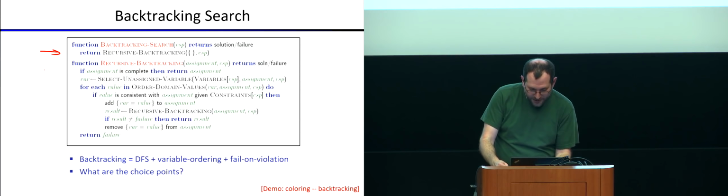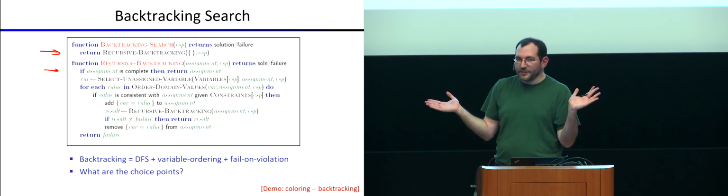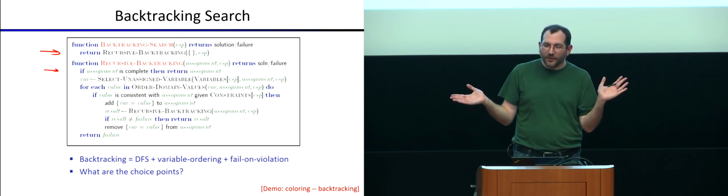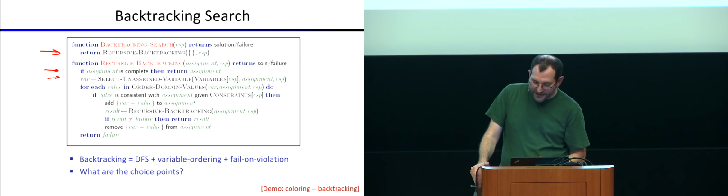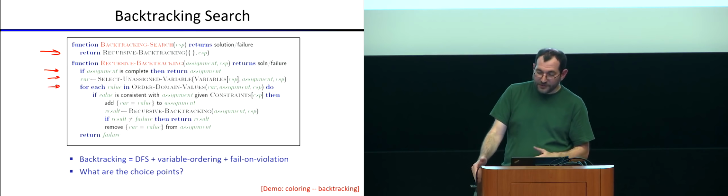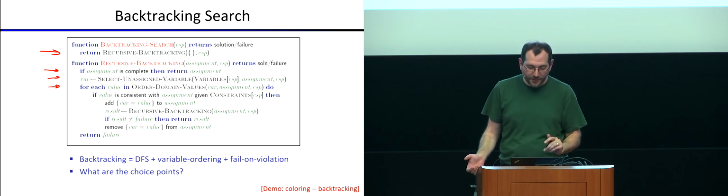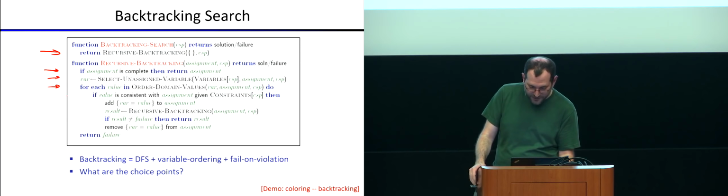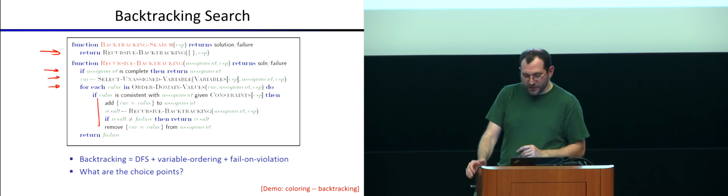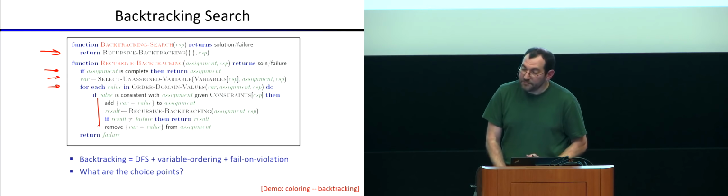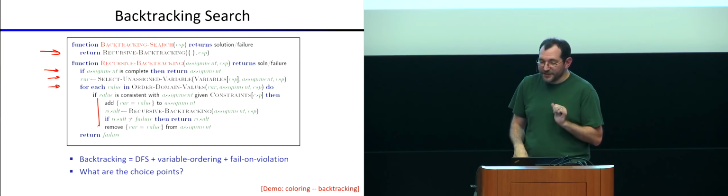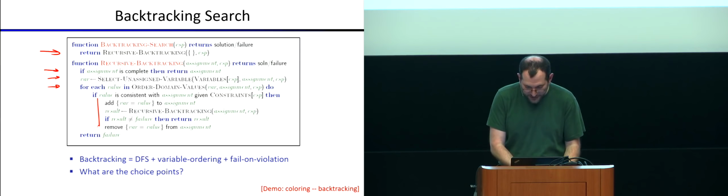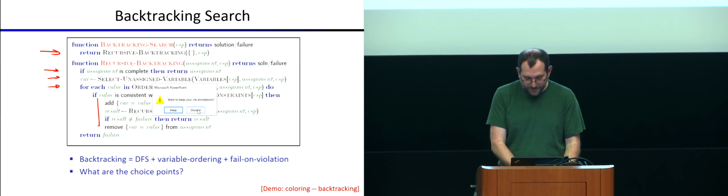So how does it work? If the assignment is complete, you're done, because if you were going to break a constraint, we would have seen it along the way. If it's not complete, then we have to select a variable that isn't assigned, and that's going to be a choice point. And then we have to go through the values in some order. That's going to be a choice point. For now, let's just assume there's a fixed order for those things. Then we're going to check a constraint. So what is this? This is depth first search plus variable ordering plus a fail on violation. Let's take a look and see how that does in the applet.